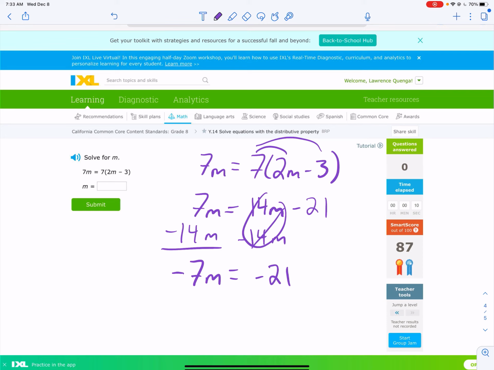The inverse operation here of multiplication is division. So I will divide by negative 7. What I do to one side, I have to do to the other. Negative 7 divided by negative 7 is just 1, so I'm left with m equals, a negative divided by a negative is a positive, 21 divided by 7 is 3. And that is our final problem we're going to do together. So m equals 3. I hope that that was helpful.